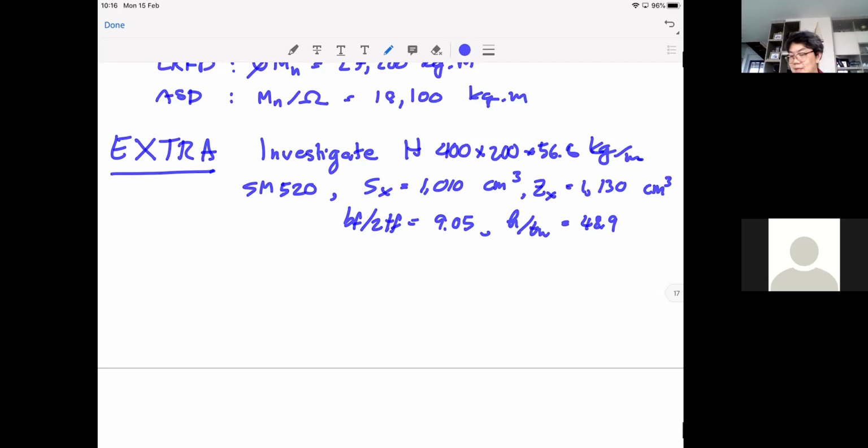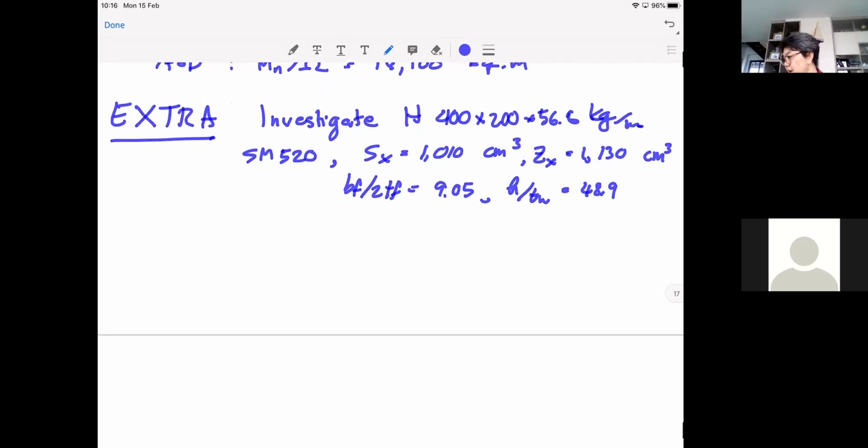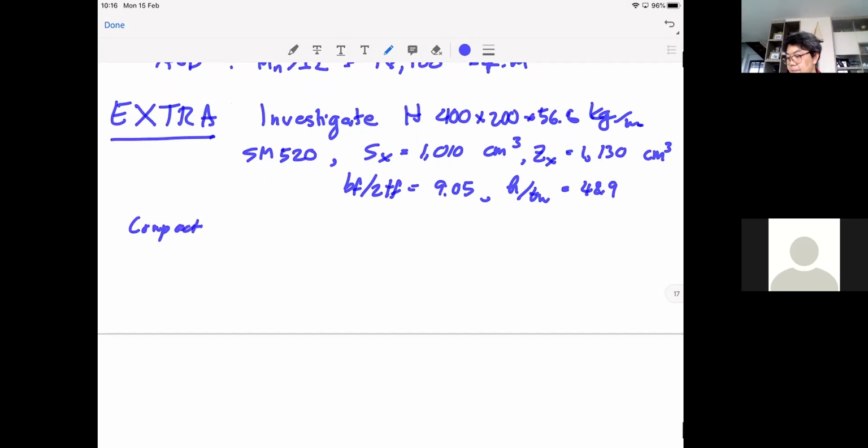Am I going too fast? Because we started a little late, so let me try to finish this example before we have a break, okay? So again, we check the compactness. But this time, I should begin by writing this first.